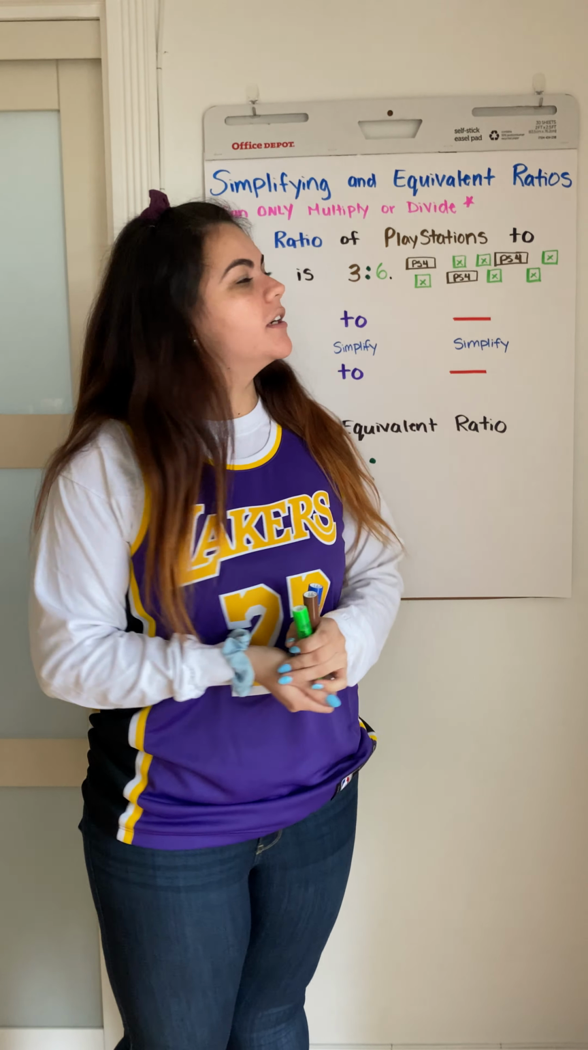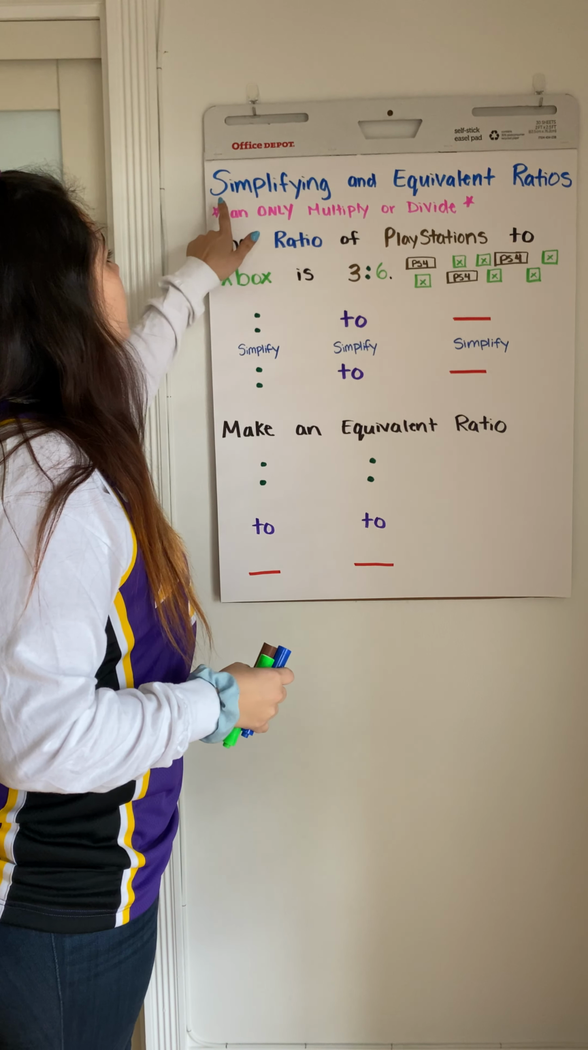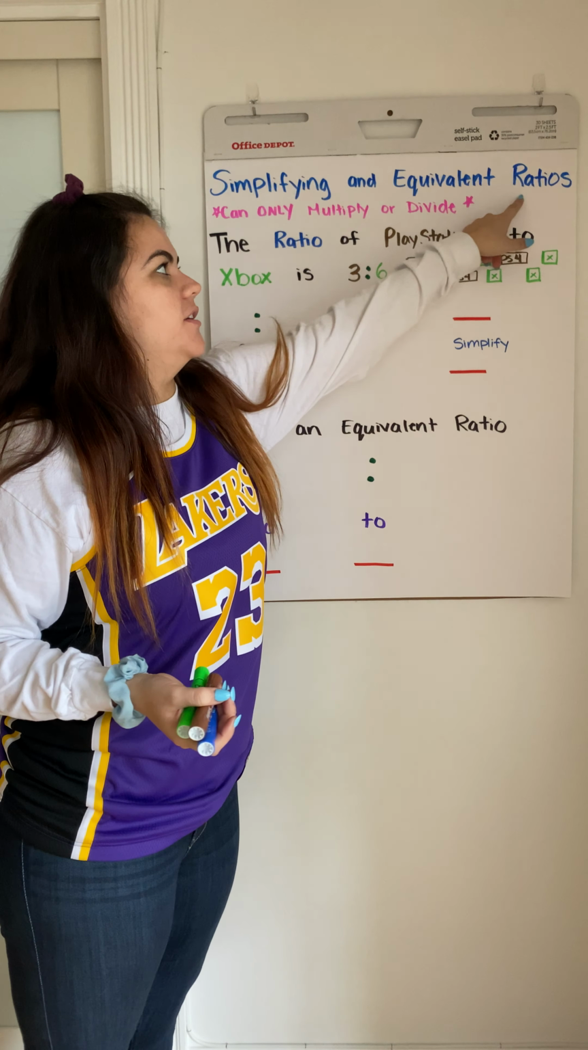Today we're going to be focusing on simplifying and equivalent ratios. Those are two really big words. Simplifying just means to make something smaller or easier, to simplify something. Equivalent means equal to or the same as. These are two things we're going to look at, and they go hand in hand, so that's why we're doing them together.